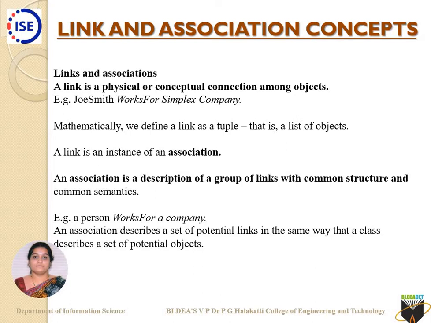So if we define this particular link, a link is an instance of an association. What is an association? An association is a description of a group of links with common structure and common semantics. For example, a person works for a company. Person is one class, company is another class, and "works for" is the association name here. An association name describes a set of potential links in the same way that a class describes a set of potential objects.